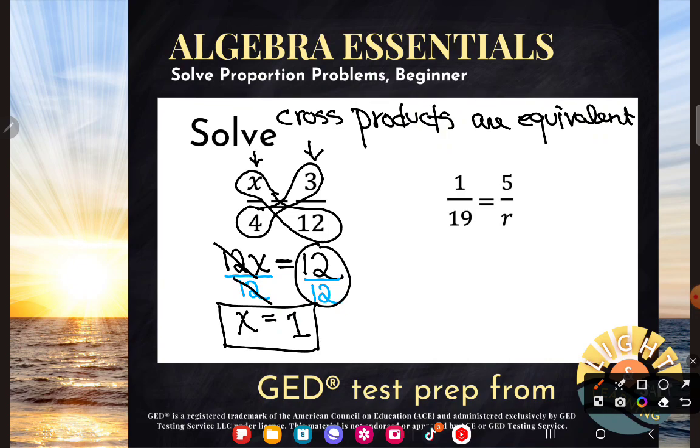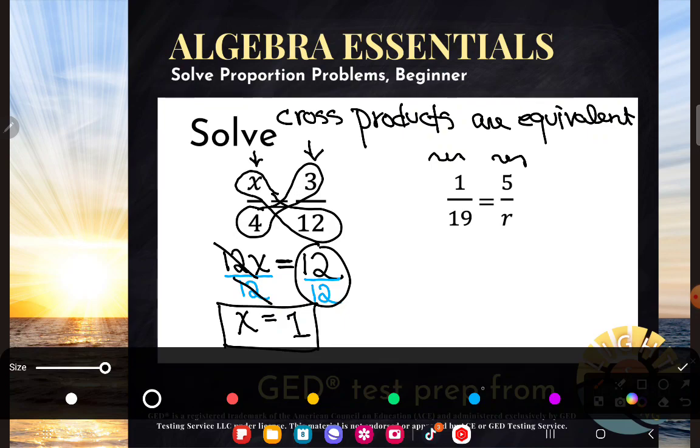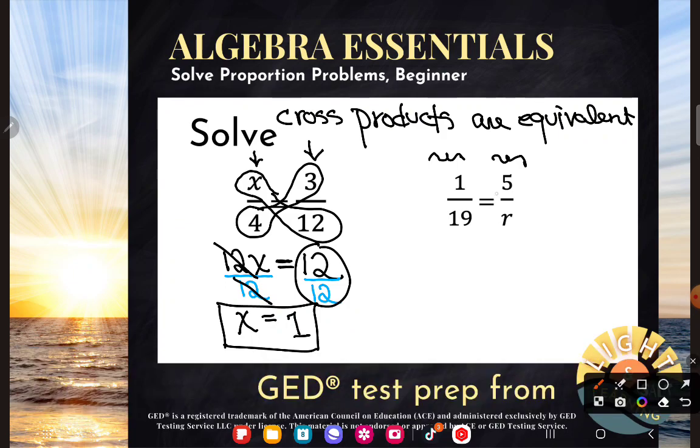Again, I can see that it's a proportion. How do I know? Because it's just a single fraction equivalent to another fraction. That's what a proportion is. Equal ratios or equal fractions. All right, and so because of that, I know cross products are equivalent. Let's do it. I will start again with wherever the letter is. 1 times r. Now, can you write 1r? You can, but I'm so lazy, I'm just going to write r. And that's going to be equal to 19 times 5.